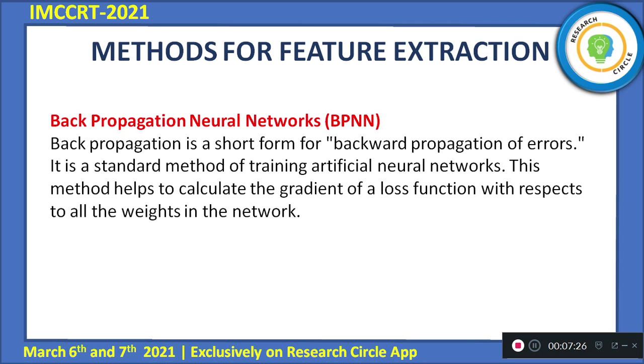Backpropagation neural network is a short form of backward propagation of errors. It is a standard method of training artificial neural networks. This method helps to calculate the gradient of a loss function with respect to all the weights in the network.